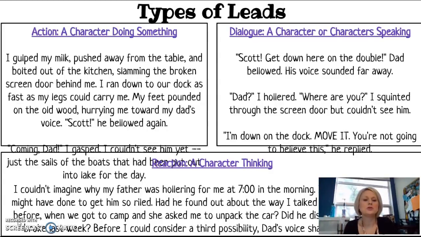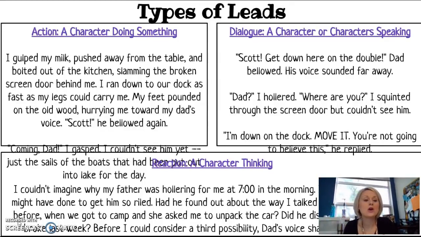I gulped my milk, pushed away from the table, and bolted out of the kitchen, slamming the broken screen door behind me. I ran down to our dock as fast as my legs could carry me. My feet pounded on the old wood, hurrying me toward my dad's voice. "Scott," he bellowed again.